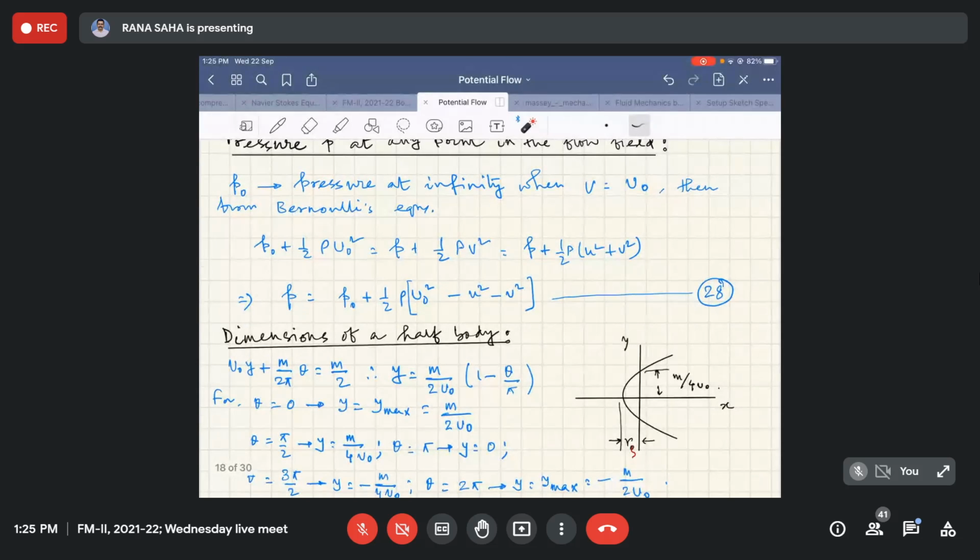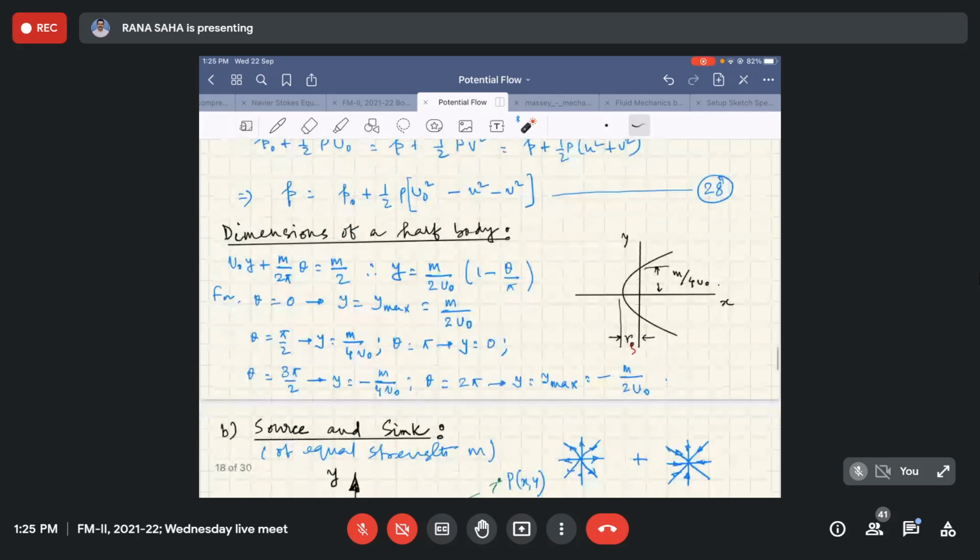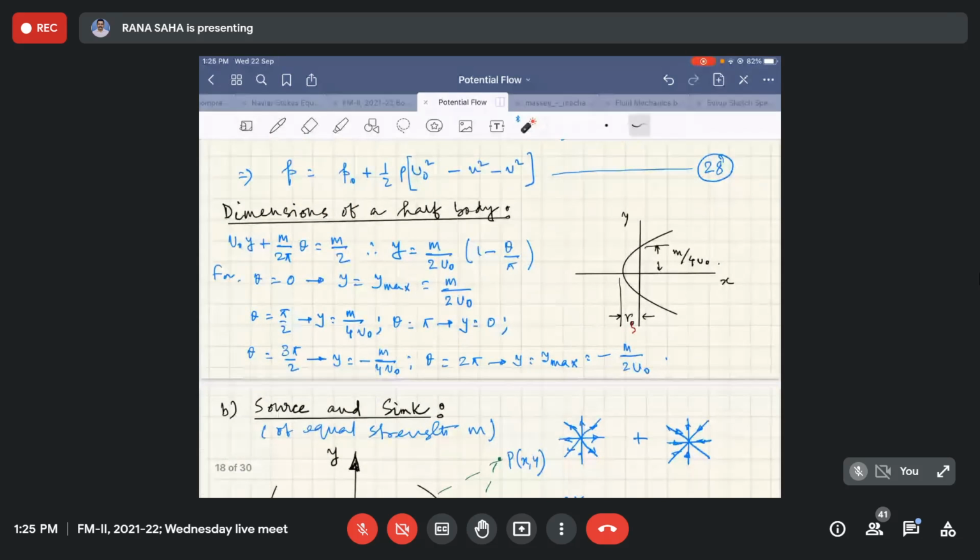So this is the basic way by which we can find out the unknown pressure P. But the condition is that you should be able to know the two components U and V. After that, some dimensions of the half body, just some basic or very prominent dimensions, we have tried to obtain.